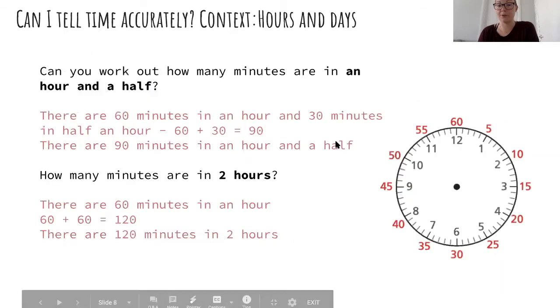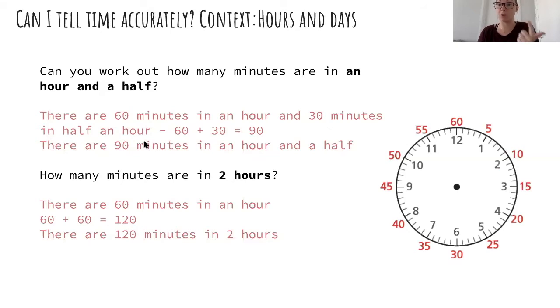Okay, so this is what we're going to do now. And then you'll see what I mean about these numbers in a second. So we know that there are 60 minutes in an hour, and we know there are 30 minutes in half an hour. So I could do 60 and 30 in my head. I could put 60 in my head and count on in tens, 10, 20, 30. So 60, 70, 80, 90. Or I could use the clock to help me.